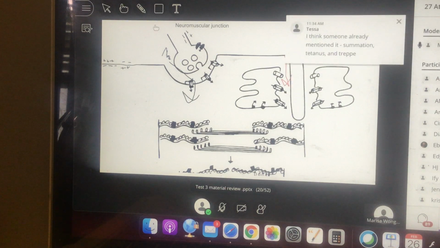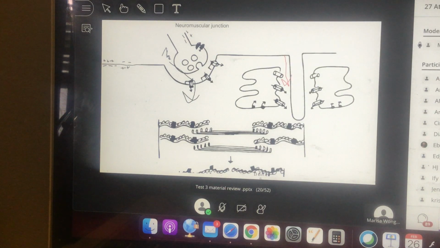Oh yeah, okay, we can do that. Thanks for reminding me, Tessa. The twitch versus summation, all that stuff. Let me share the whiteboard for a second.